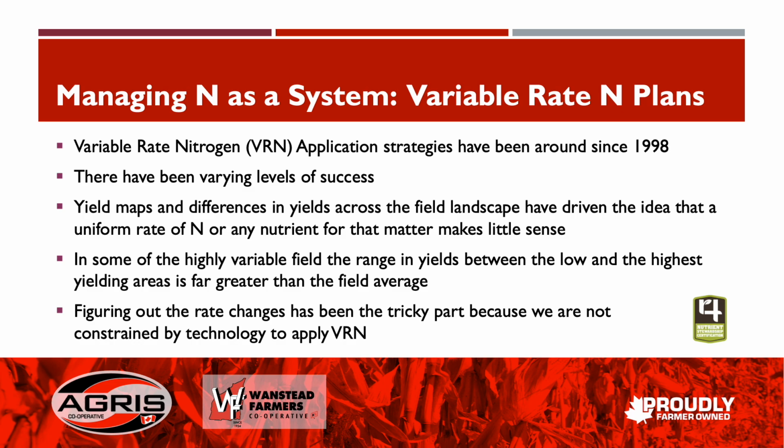Yield maps and differences in yields across the field landscape have driven this idea that a uniform rate of application of nitrogen, or any nutrient for that matter, makes very little sense. In some of the highly variable fields, the range in yield between the lowest and highest yielding areas is much greater than the field average, of course. So figuring out the rate changes is the tricky part, and we're not constrained by technology. What's really going to drive the decision is what information we have available to change the rates.